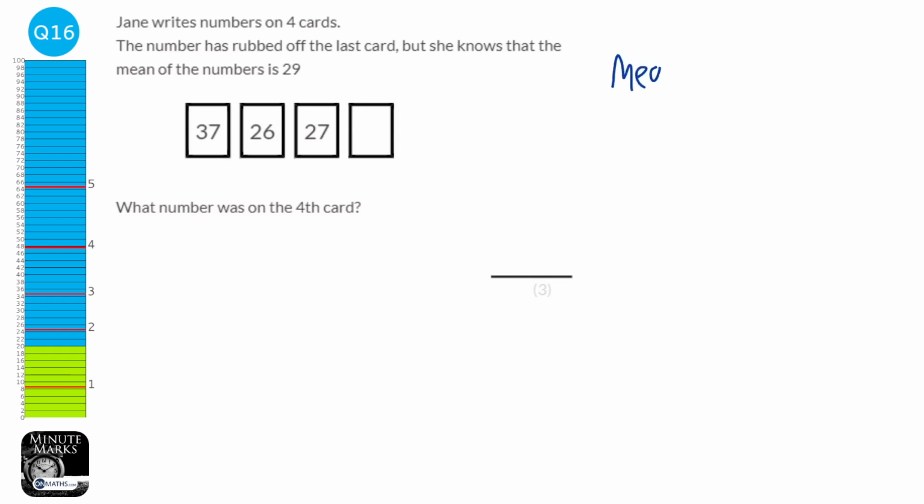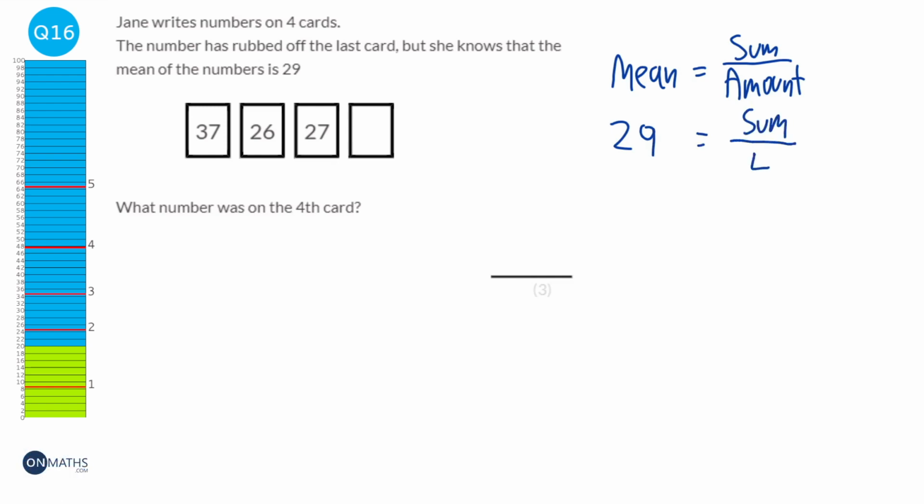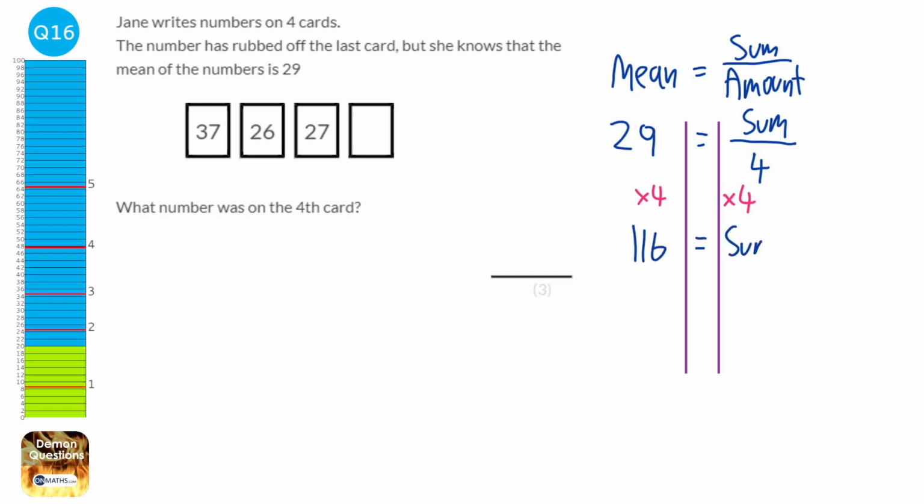So we know that the mean is the sum of numbers over the amount. But in this question, we're actually given what the mean is. We're given that that is 29. We're also given the fact that there are 4 cards, so we're given the amount. So what we can do is just get our lines in and solve this. So we're going to just times both sides by 4. So we're going to do 29 times 4, which is 116. And so we know that the sum of the numbers will be 116.